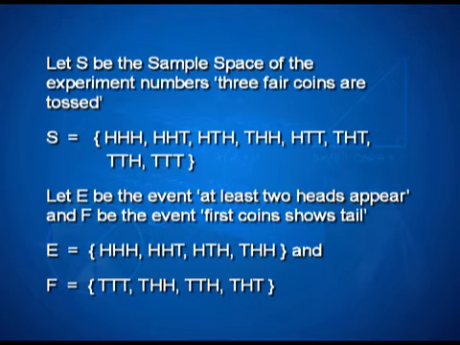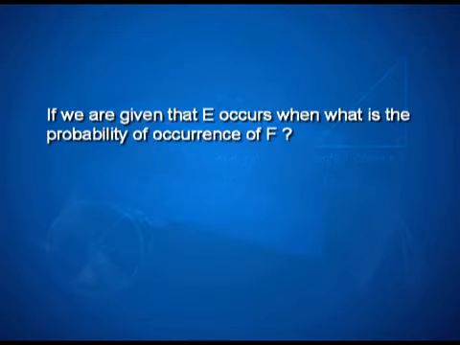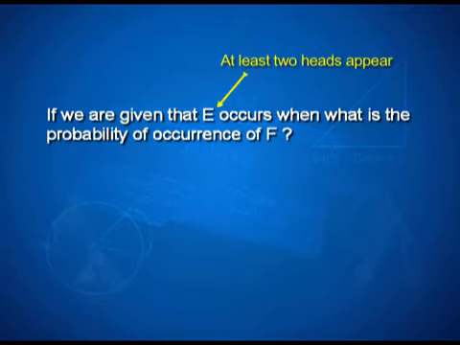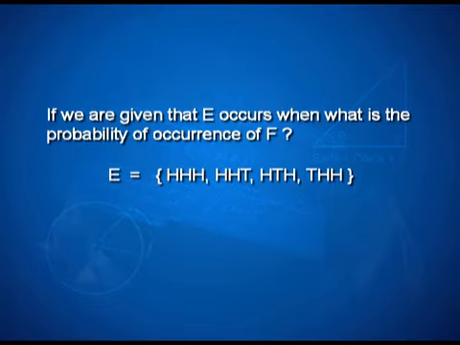Now, let us look at the situation where E is known to have occurred. We want to find the probability of occurrence of F. E was nothing but at least 2 heads appear. That is, these 4 possible outcomes are known to have occurred, or one of them at least would have been known to have occurred. So, our new sample space, out of which we are going to look at the probability for the occurrence of F, happens to be this set.